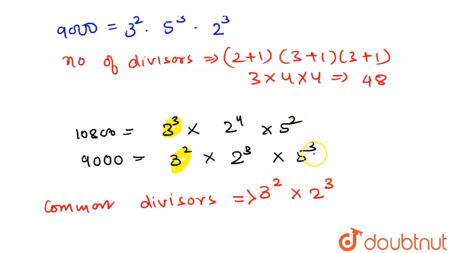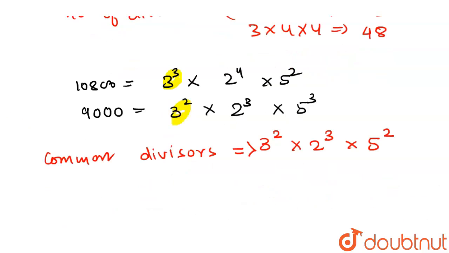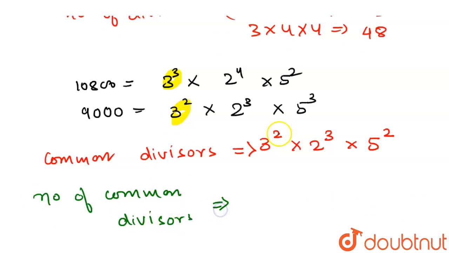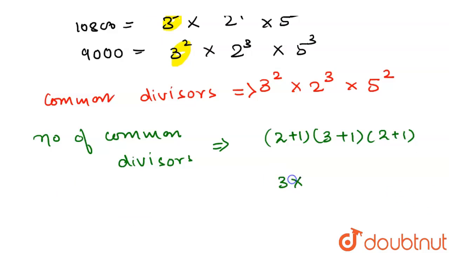Because here we have an extra 5 but here we don't have an extra 5, so it will become 5 to the power 2. Now we will find the number of common divisors by applying the same formula. The number of common divisors would be: we add 1 to all the powers, 2 plus 1, 3 plus 1 and 2 plus 1, and multiply them. This will become 3 times 4 times 3. 3 3s are 9 and 4 9s are 36. That means the number of common divisors is 36.